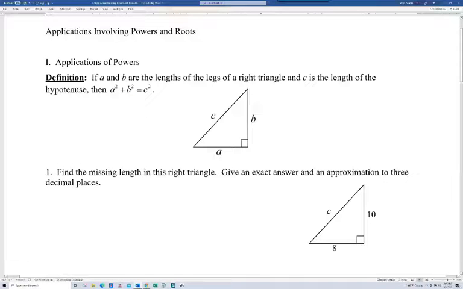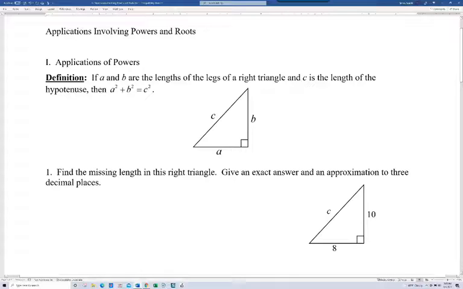In this video, we're going to be looking at applications involving powers and roots. And unfortunately, I don't have my mic for this, so hopefully the sound won't be too bad. Let's go ahead and get started. So it says applications of powers.